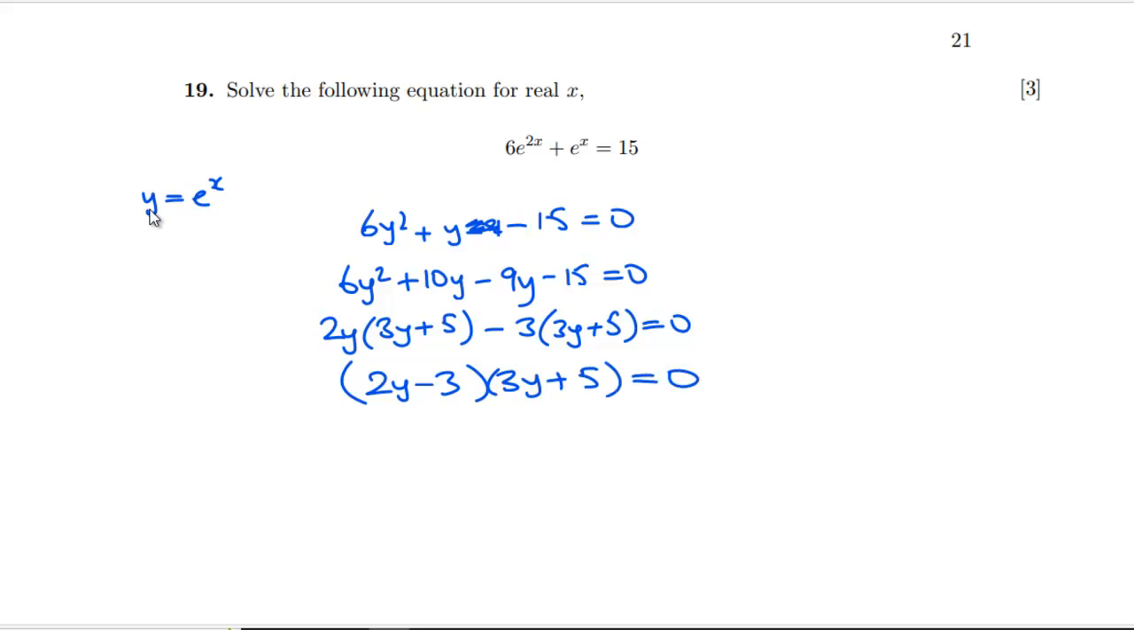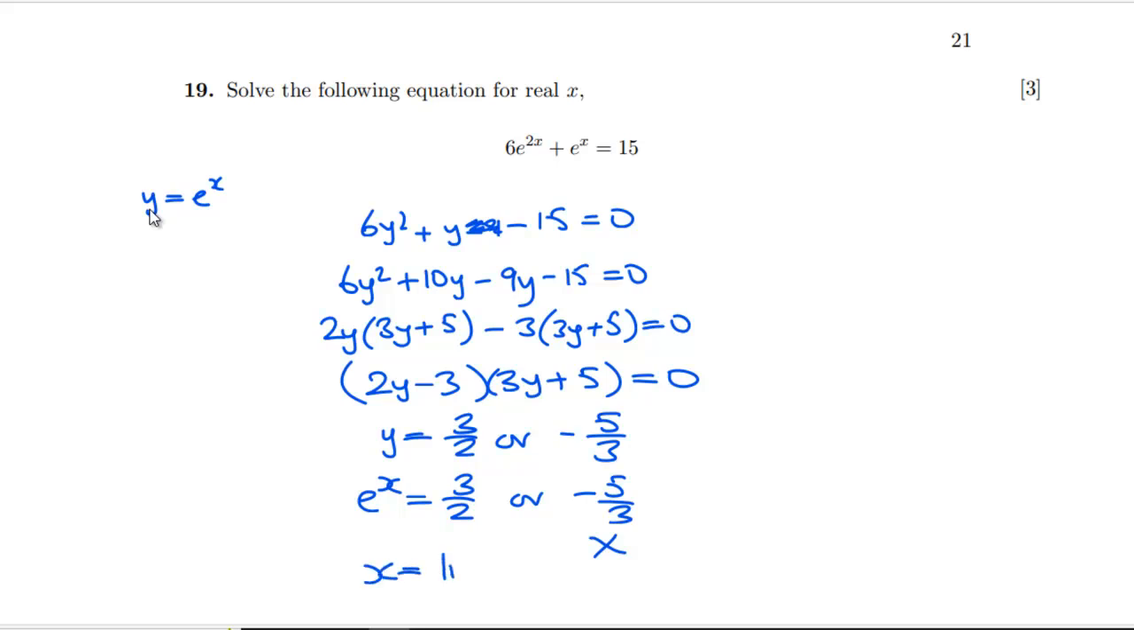So that we've got y is equal to 3 over 2 or minus 5 over 3. So that means e to the x equals 3 over 2 or minus 5 over 3. Well, e to the x is not going to be equal to minus 5 over 3. So we need e to the x is equal to 3 over 2. So we've got x is the natural log of 3 over 2. So we just got the one solution there. Right, that was easy for 3 marks.